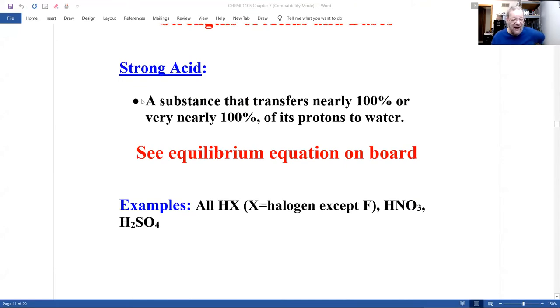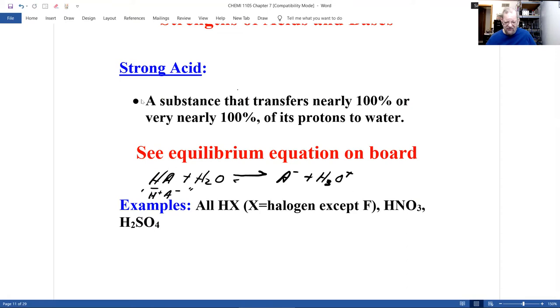All right, now a strong acid, and I'm not going to ask you this on a test, but it's good to know the rest of your life, is a substance that transfers nearly 100% of its protons to water. Now, it says see the equilibrium on the board. Guess what? I'm going to write it on here. If we had an acid plus water, think of this as "H plus" and "A minus." Equilibrium is mostly this way, and it goes back only a tiny, narrow amount. And what happens is you get A minus plus H3O plus. This has donated the proton to that.